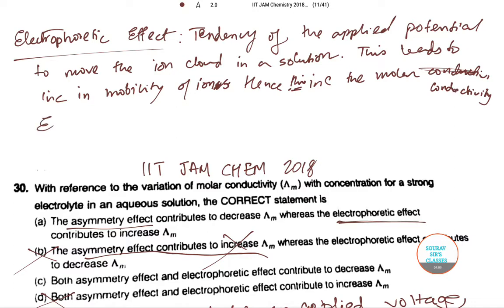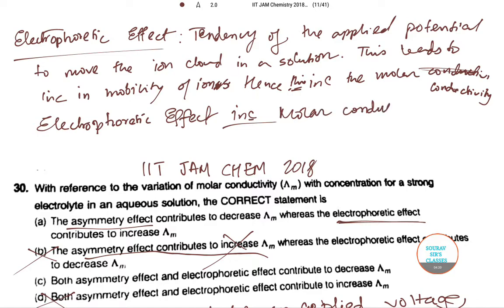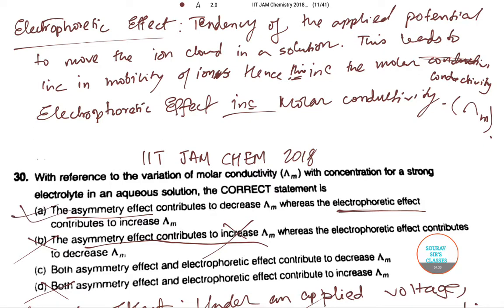So in short, electrophoretic effect leads to increase in molar conductivity. So studying the options, option number A says that asymmetry effect contributes to decrease in molar conductivity, whereas the electrophoretic effect contributes to increasing molar conductivity, and hence option number A will be the correct option.